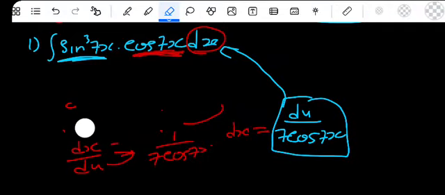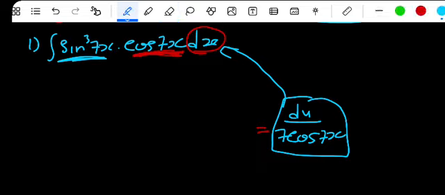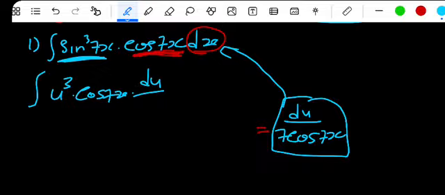So if we do that, we'll have there our integral. Remember, sine, we said it's u. We'll have u raised to the power of 3. All right. So then multiply, we still have what? cos 7x multiply du over 7 cos 7x.